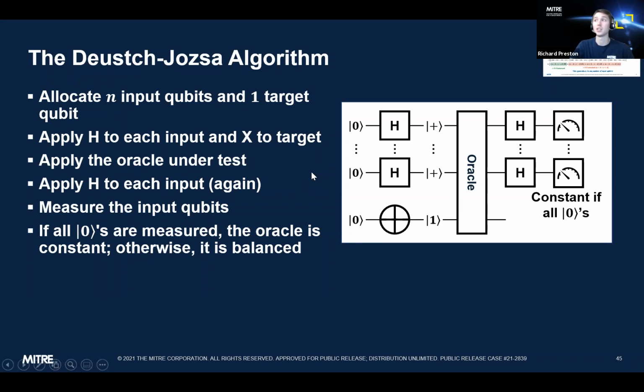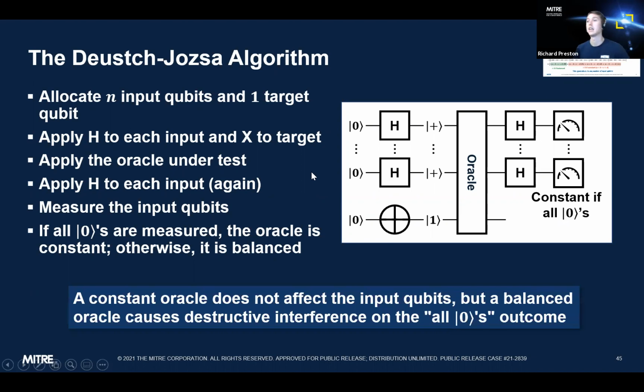Well, the intuition is that a constant oracle is not going to affect the input qubits, because it's either always going to flip the target, in which case there's no dependence on any of the inputs, or it's never going to flip it, in which case there's definitely no dependence on any of these qubits. So it's not going to touch the input qubits. It's not going to mess with them. It's not going to flip any of their phases. However, a balanced oracle, if you do the math out, causes destructive interference on the outcome, which is all zeros.